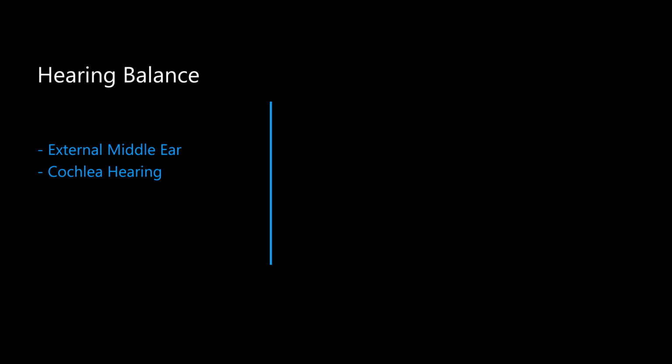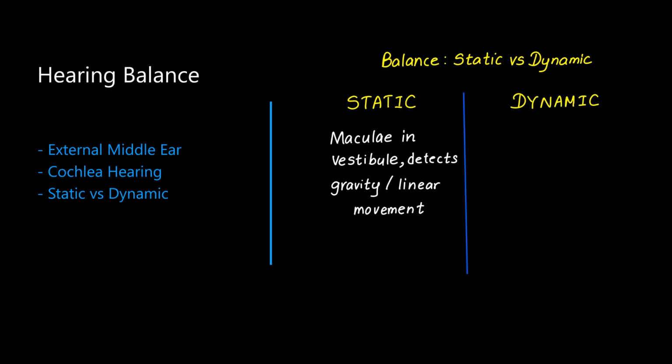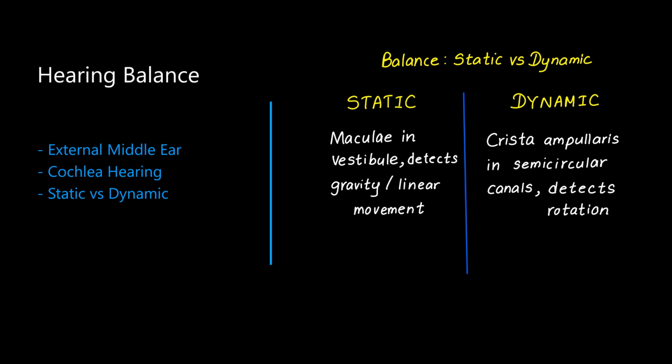Balance comes from 2 separate mechanisms. Static equilibrium detects your head position relative to gravity using structures called maculae in the vestibule. Dynamic equilibrium detects rotational movement using the crista ampullaris inside the ampullae of 3 semicircular canals.